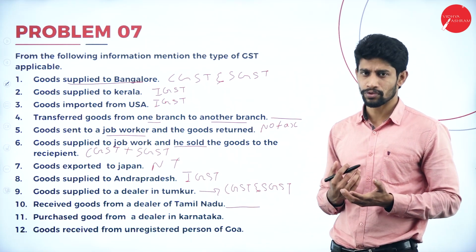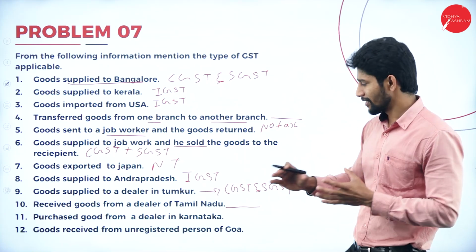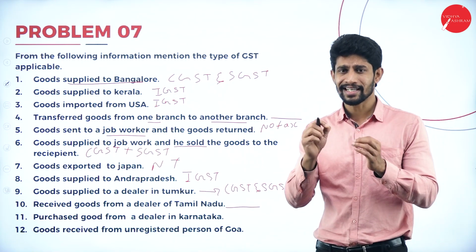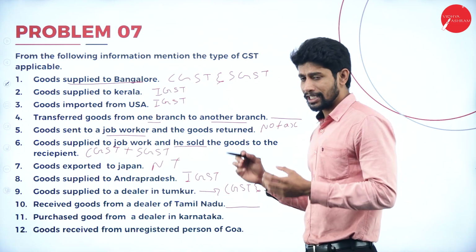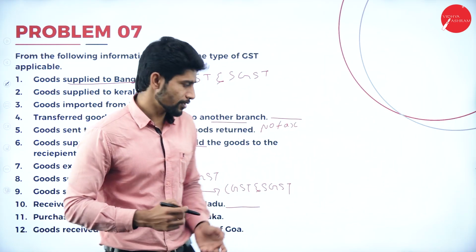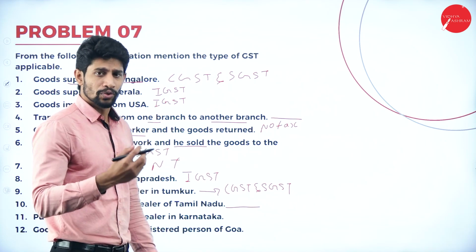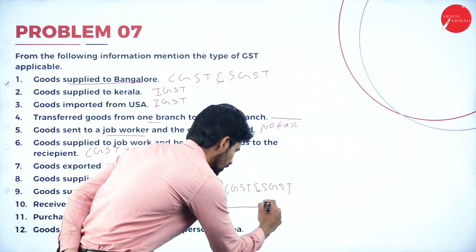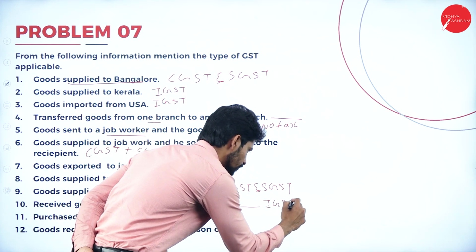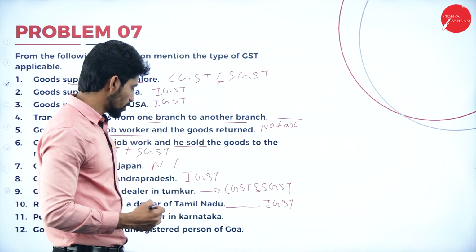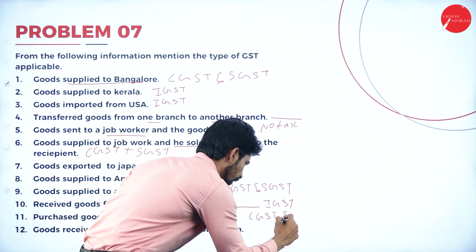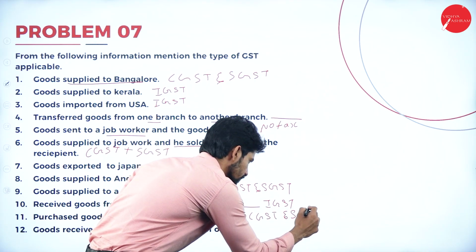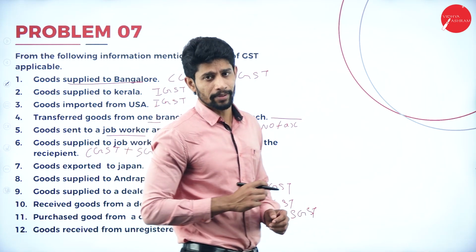Next, purchased goods from a dealer in Karnataka. Again, purchase of goods. On this also, the dealer is in Karnataka, so CGST, SGST is applicable. But you are the buyer here. For the first one, the goods received from Tamil Nadu, IGST is applicable, right? And the goods received from Karnataka, CGST and SGST is applicable, right?